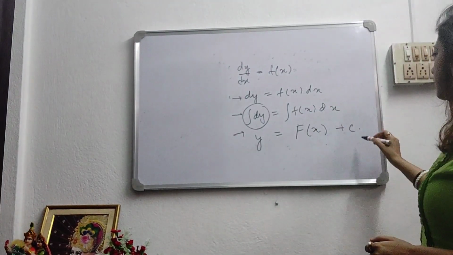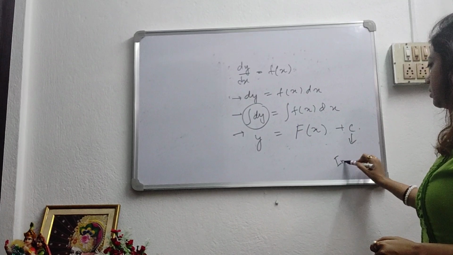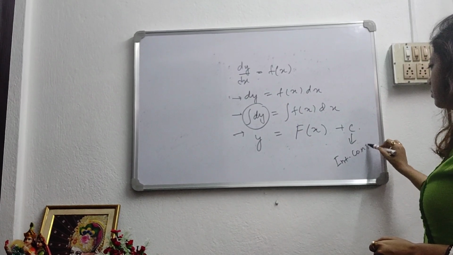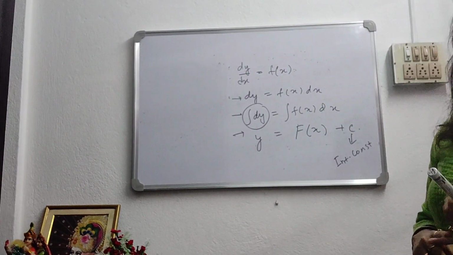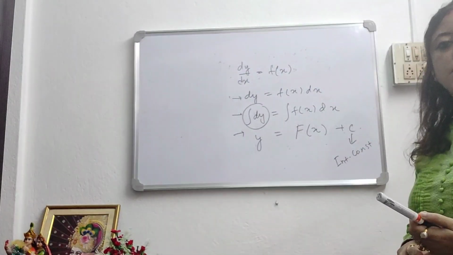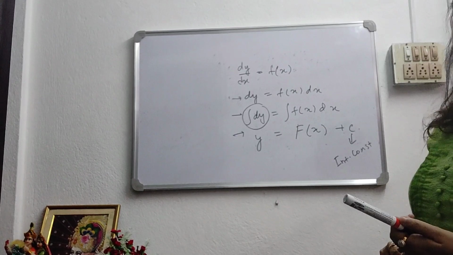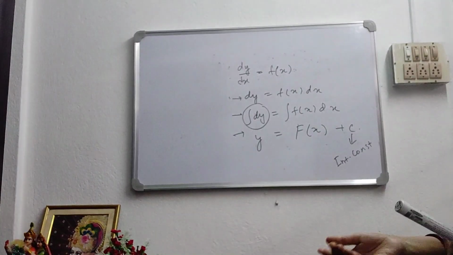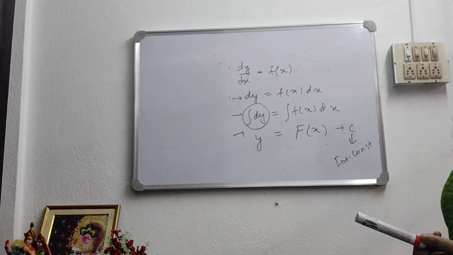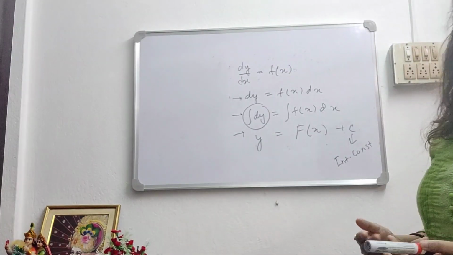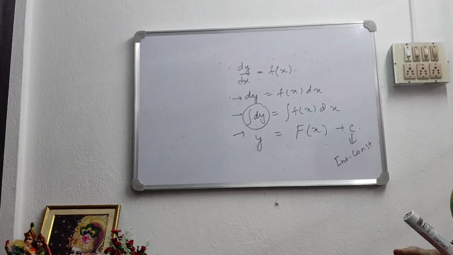c is called integration constant. In case of indefinite only, you have to write this c. In case of definite integral, c gets cancelled. After putting the values, c gets cancelled, you don't need to write c. So in case of indefinite, you have to write plus c. Otherwise, your marks will be deducted fully.